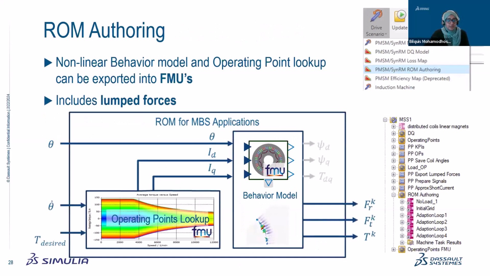One nice feature that we have in CST is the reduced order model authoring, where you can easily create a reduced order model from the DQ model or loss map model that you've already created, or the different drive scenarios that you've used, and then have specific inputs and outputs to that reduced order model.